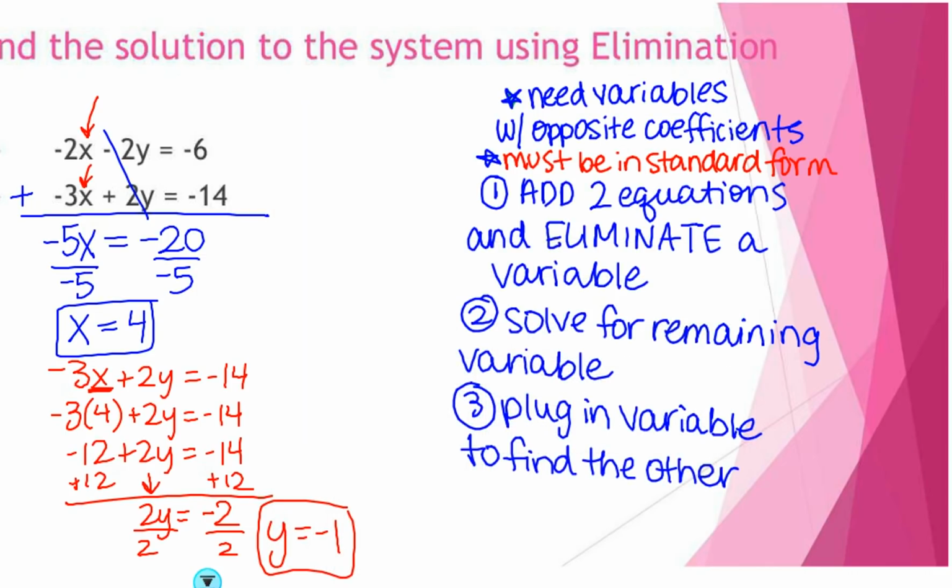Now that I've checked myself, I'm going to go ahead and box my final answer. Remember, we always list these as x, y coordinates, so my first value would be 4 when y is -1, and this would be my final answer. Alright, let's move on to our next example.